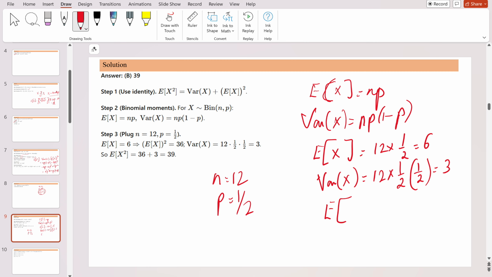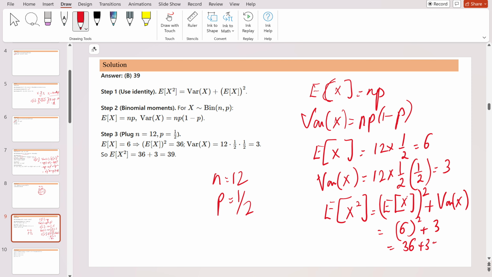So what is the value of expectation of x square? You can say that it is simply equal to expectation of x of whole square plus variance of x, that is simply equal to 6 square plus 3, that is 36 plus 3 equal to 39. So simply you have to just remember the expectation of x and variance of x, that is np and np(1 minus p). Just put the value here.